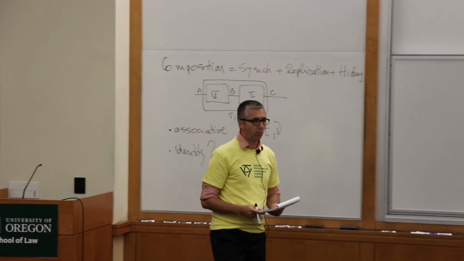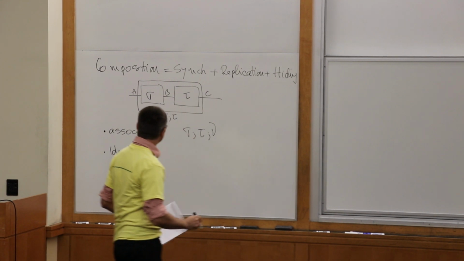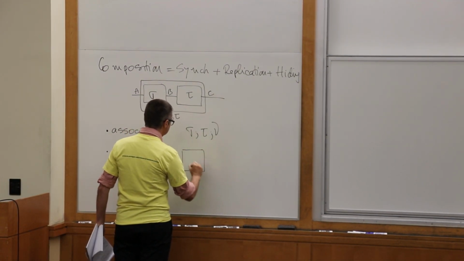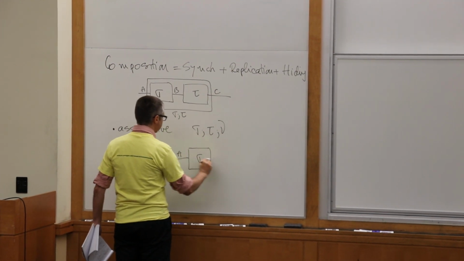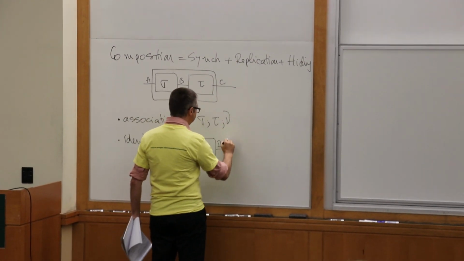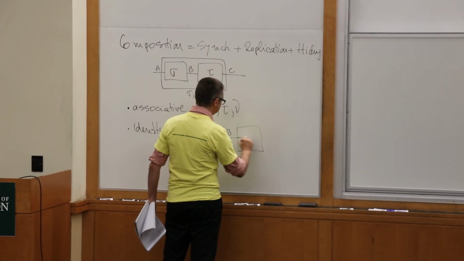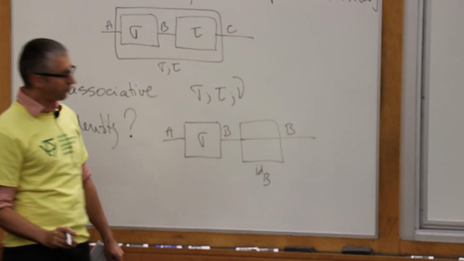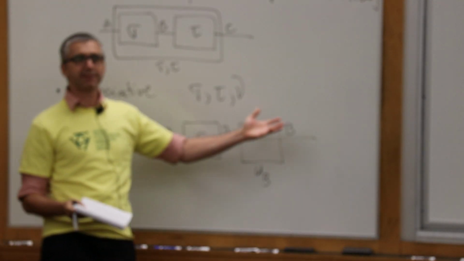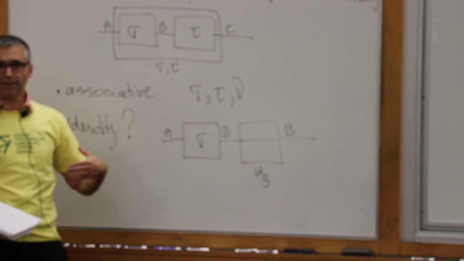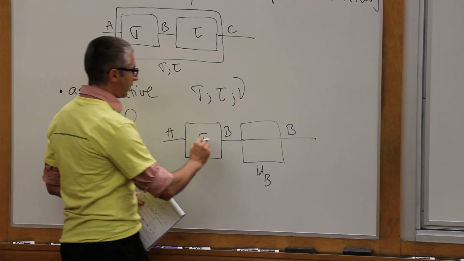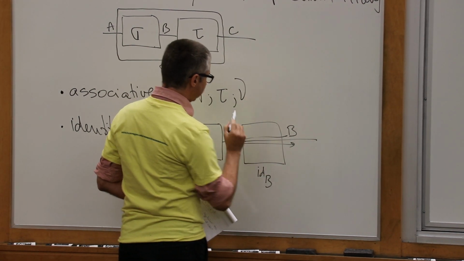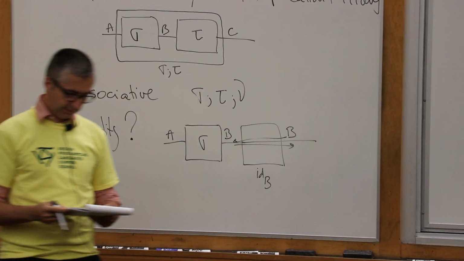So first of all, what should an identity be? Well, if we think of strategies as processes, as I recommended, then an identity is a strategy that goes from B to B, and in some sense it should behave like a wire, in the sense that whatever comes in here is sent out, whatever comes in here is sent out, right?